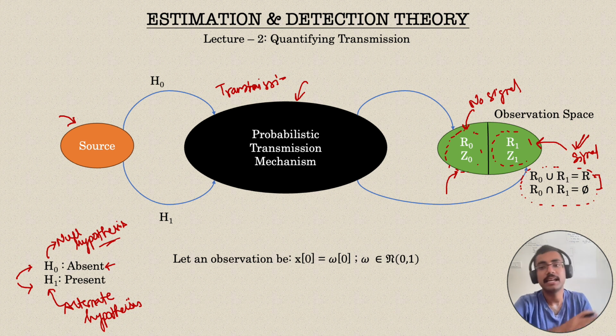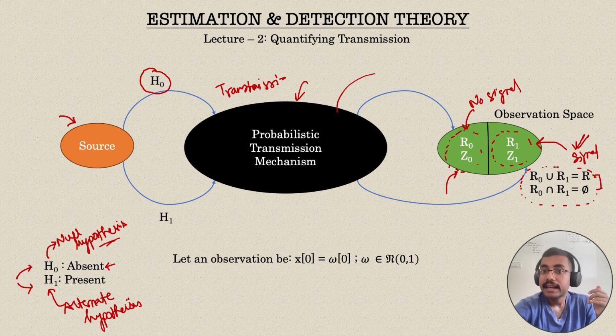Having set up the system of how the source transmits H naught, which means the signal is not being sent, it is still possible, through this probabilistic transmission mechanism, which is a black box, that we get an observation H1. It is very much possible that we get the signal in the observation space. And it is also possible that the source sends the signal H1, but we end up not receiving it. Okay, so this is what I'm trying to set up.